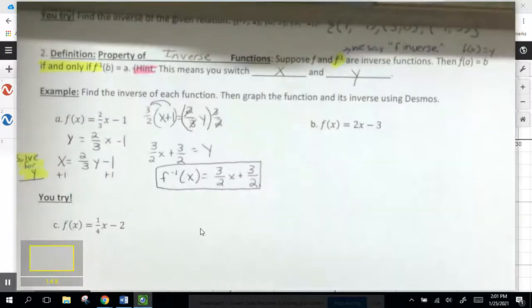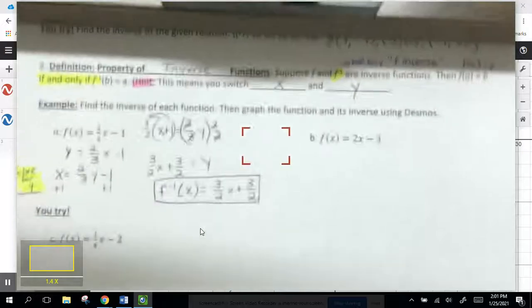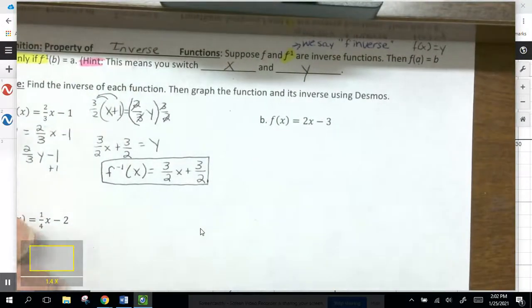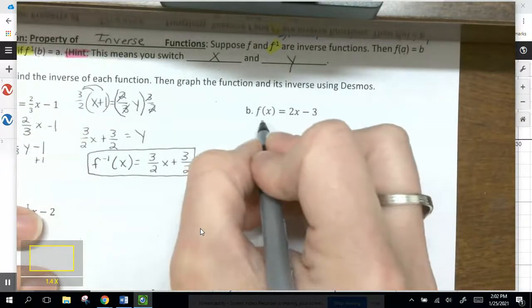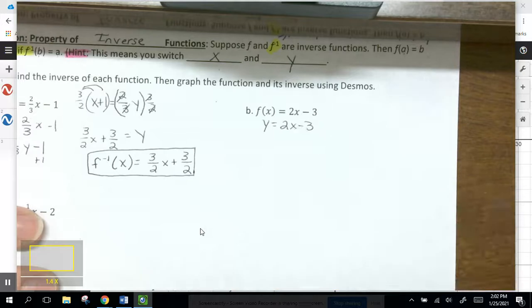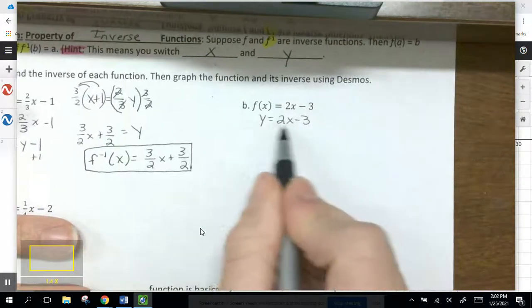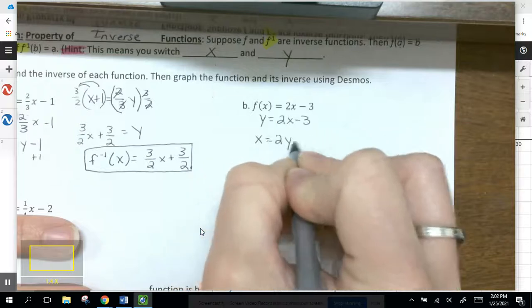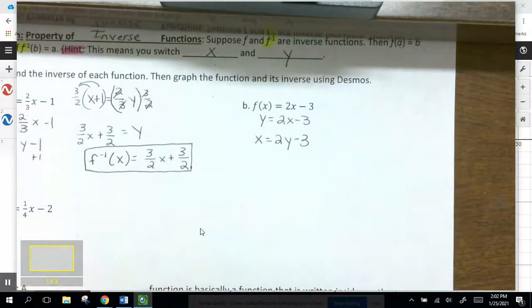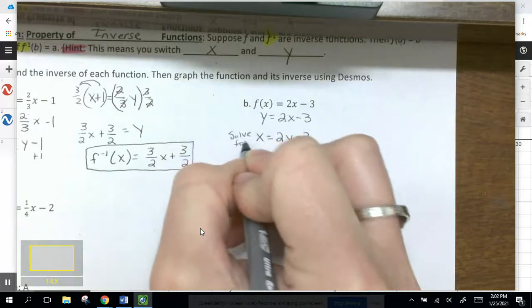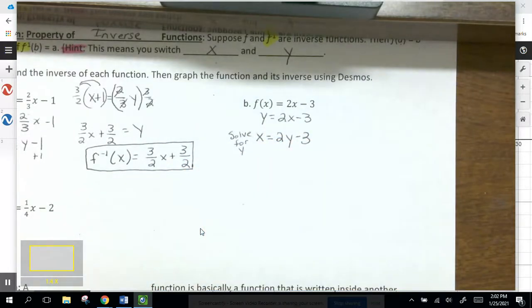All right, let's go back to here, and let's look at f of x equals 2x minus 3. Now again, remember, we're going to replace that f of x with y. So do that first. Then we're going to switch the x and the y where they're at. So this is going to be x equals 2y minus 3. Once you get to this point, you have to solve for y. Okay, you need to solve for y at this point.